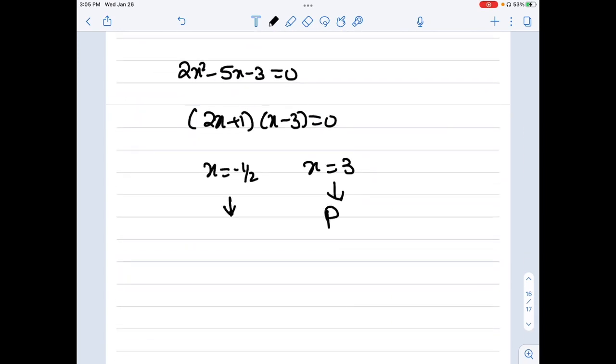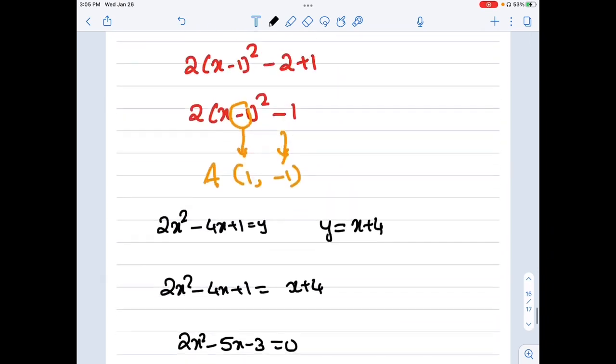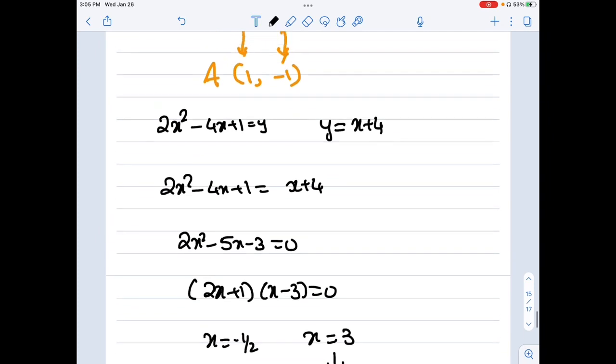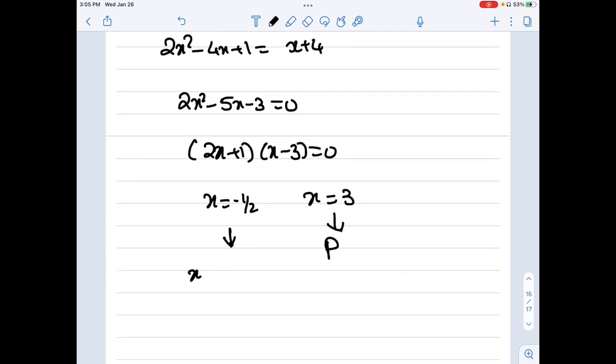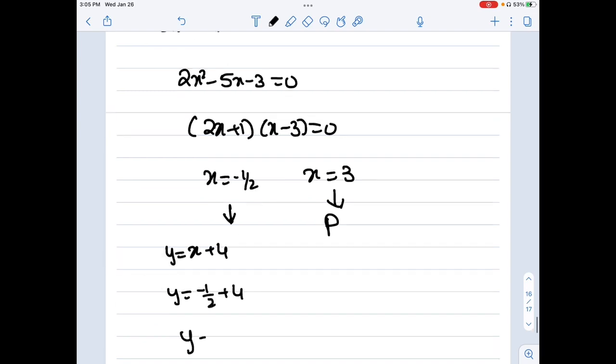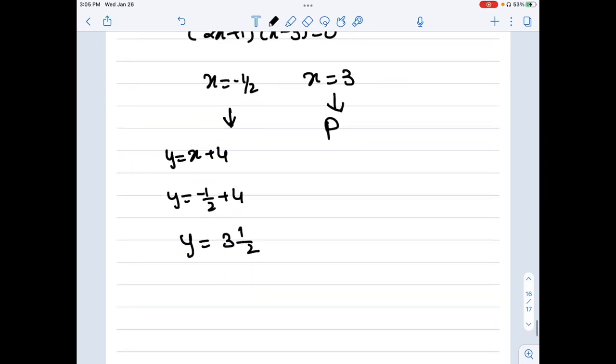So I have to find Q. We know that y = x + 4, so y = −1/2 + 4, so y = 3 1/2. So what are the coordinates of Q? Minus 1/2, comma 3 1/2.